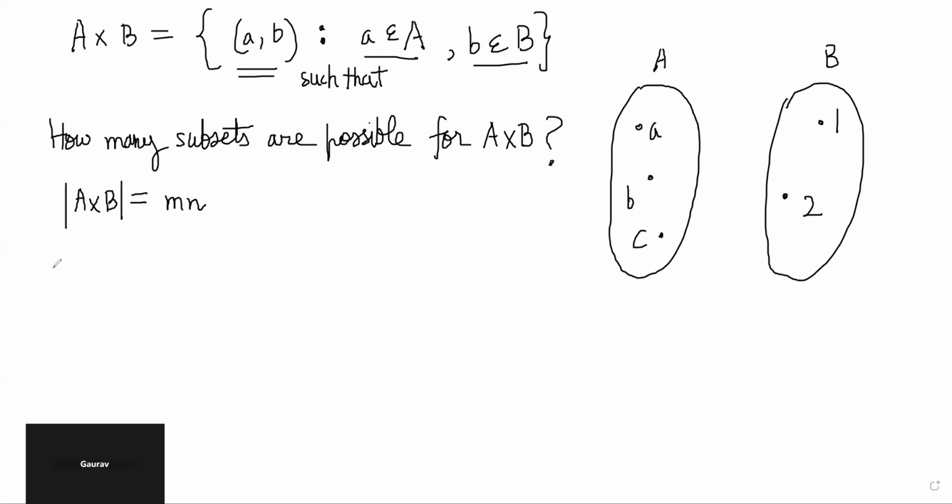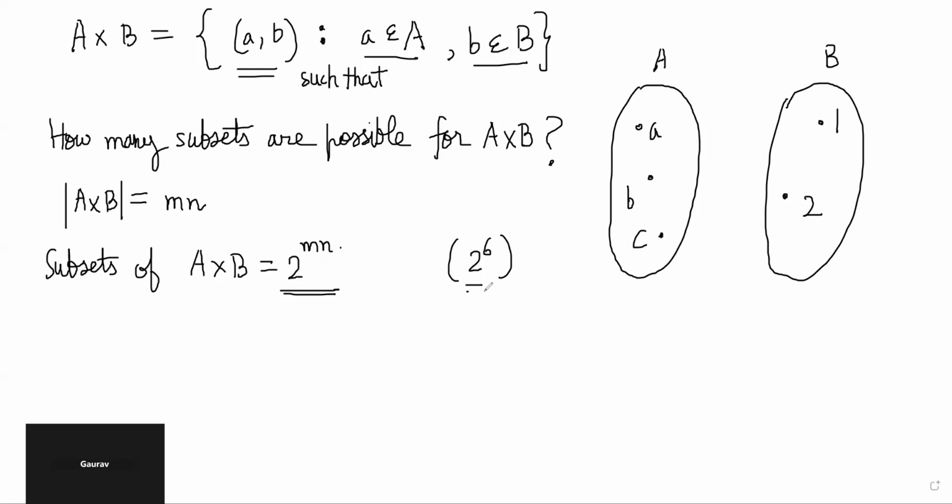Right. So the number of subsets of A cross B would be 2 raised to the power mn, right? So there are that many subsets of A cross B, 2 raised to power mn. In our example, it will be 2 raised to the power 6. Because when you make a subset, you have a choice of whether to include or whether to exclude one particular element, right? So there are two options for each element. Here there are 6 elements. So 2 into 2 into 2, 2 power 6 options for all of them, right? That's how you can make a subset.